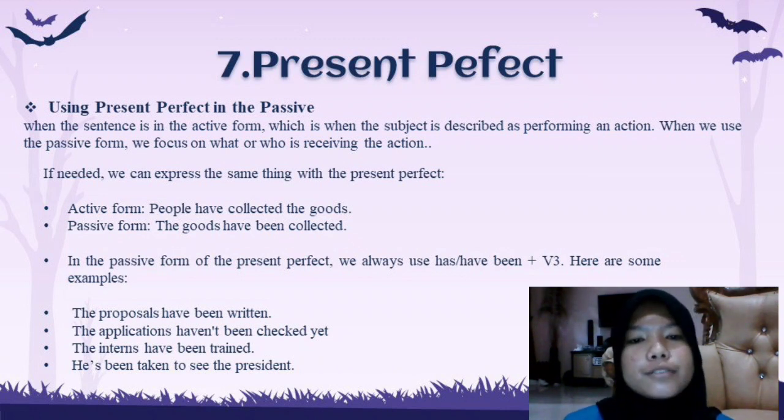In the passive form of the present perfect, we always use has or have been and then verb 3. Here are some examples. The proposal has been written. The application has not been checked yet. The interns have been trained. And he has been taken to see the president.